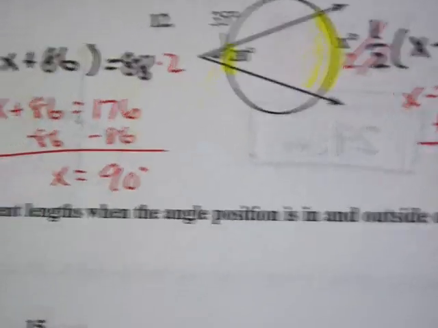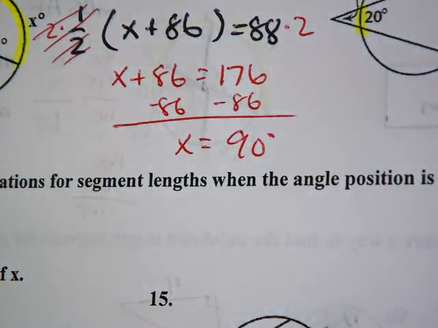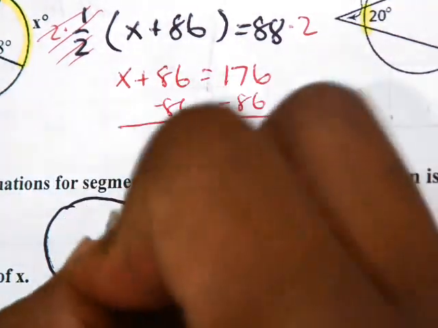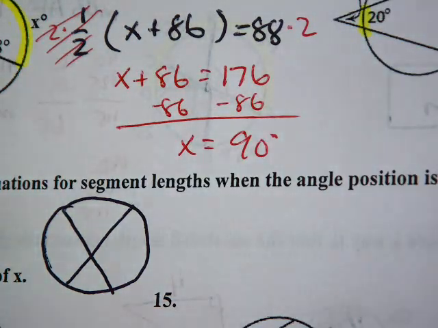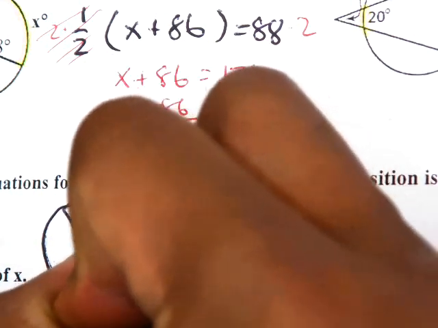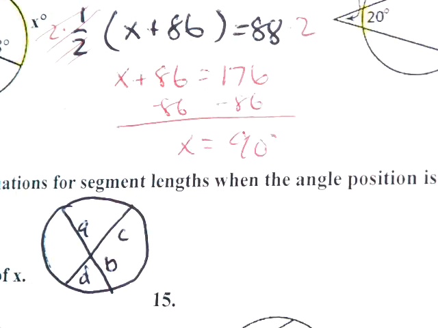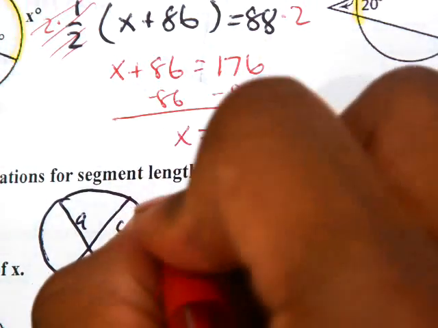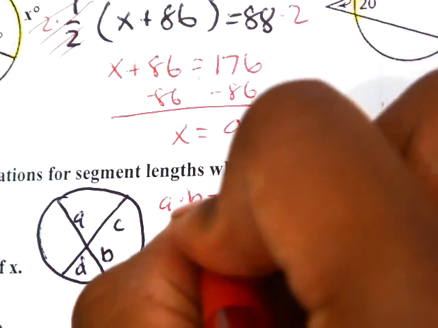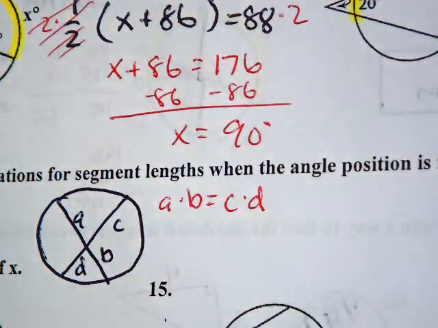So in 13, I'm supposed to list the equations for the segment lengths of what can happen when the angles' positions are inside the circle and outside. So if angles meet inside the circle like this, like they're made of chords, this is A and B, this is C and D. So the equation is just you take A times B, that should equal C times D.